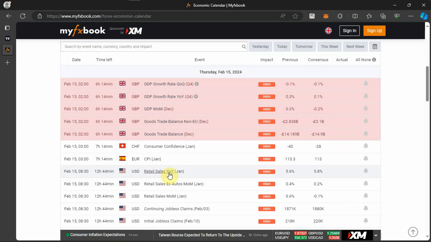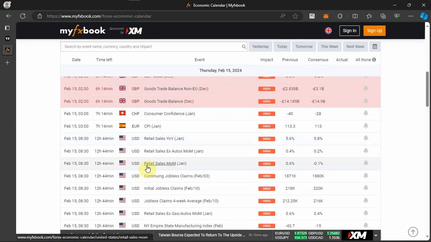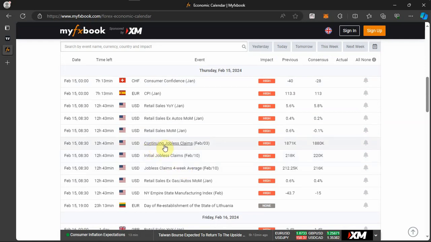Retail sales year over year for the month of January for USD. Retail sales excluding autos month over month for the month of January for USD. Retail sales month over month for the month of January for USD. We have continuing jobless claims as at February 3rd for USD, then initial jobless claims as at February 10th for USD. We have jobless claims 4-week average as at February 10th for USD.